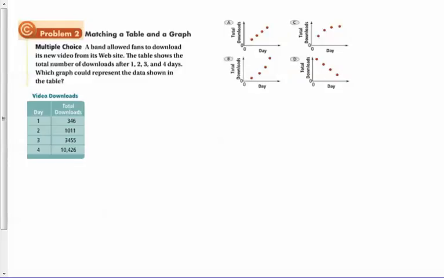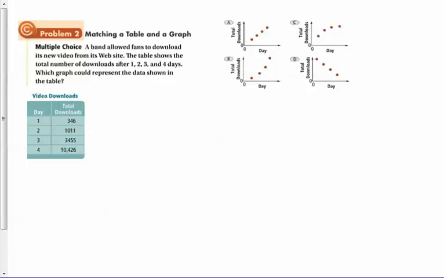So when you look at problem number two, it's dealing with a couple things. One, it gives you a table and it has some graphs here, but really when you look at this, it says a band allows fans to download its new video from its website. The table shows the total number of downloads after 1, 2, 3, and 4 days. Which graph could represent the data shown in the table below?